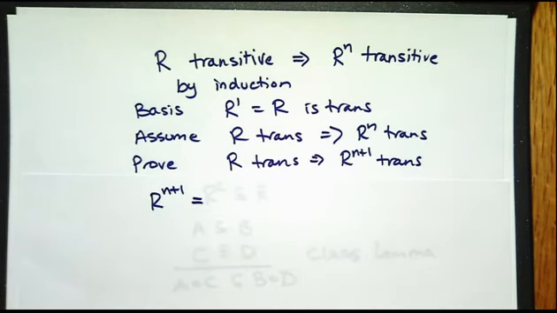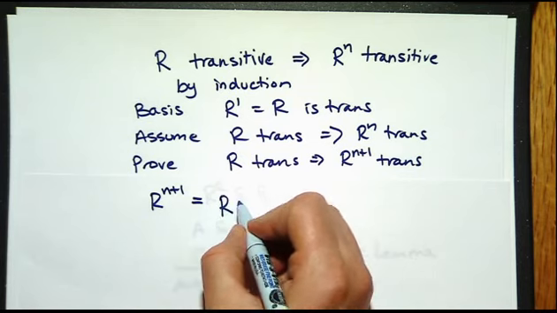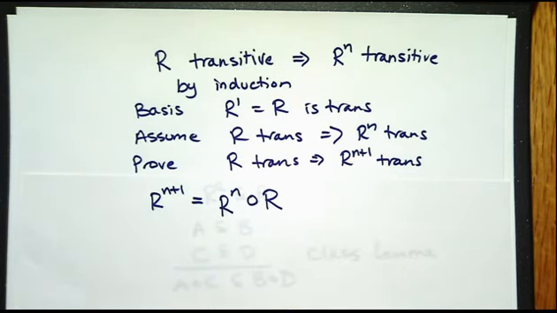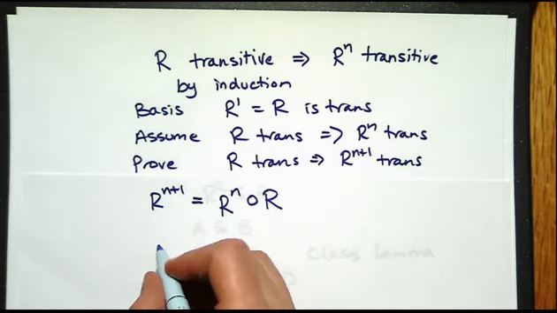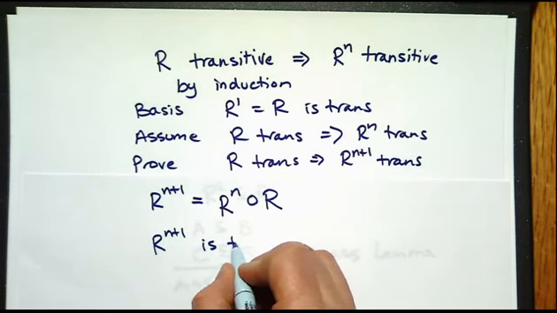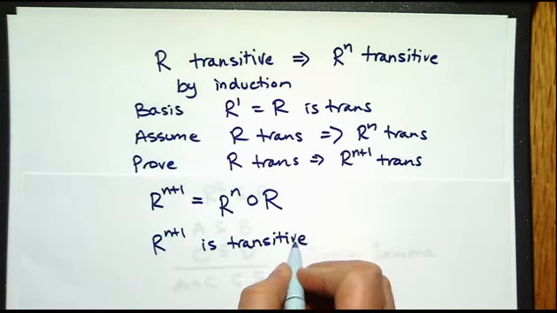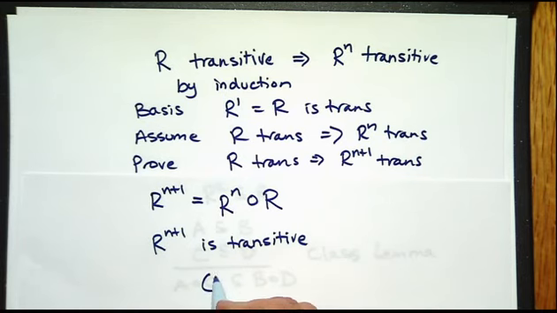So what is R to the n plus 1? It's R to the n composed with R, because the powers are the same as how many compositions got done of the original set. So if I want to say that R to the n plus 1 is transitive, I have to use the definition that told me that the square of this thing, whatever it is, if I square it or compose it with itself, then it has to be a subset of the original set.